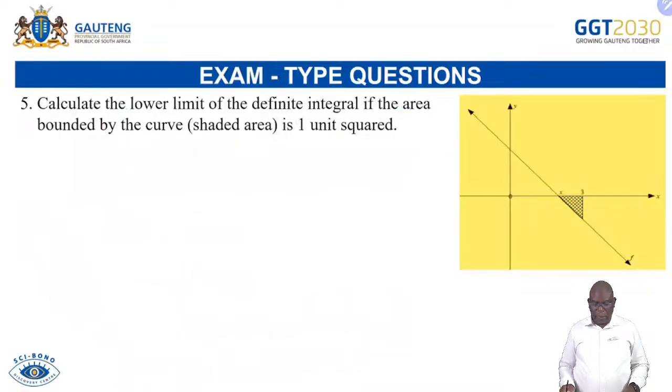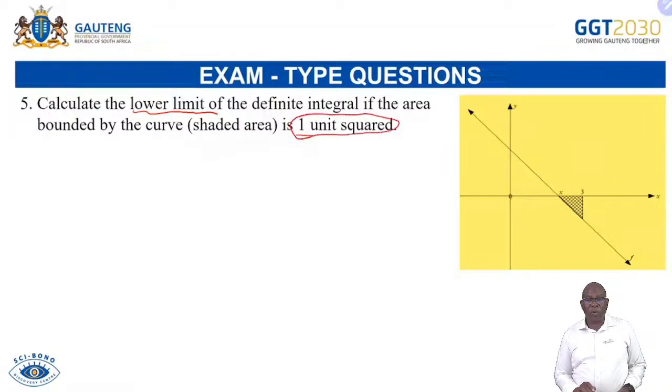All right. Now we have a different question. Now we have calculate a lower limit of the definite integral. Now that's asking me to calculate the lower limit of the integral. If the area is shaded by that, the area is given as 1 unit squared. So meaning that the area of this part that is being shaded is 1 unit squared. I need to find what is the lower limit.